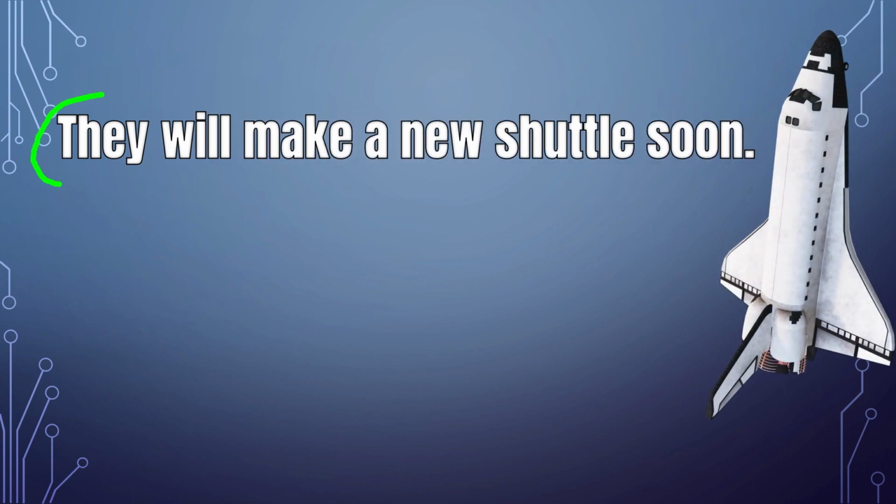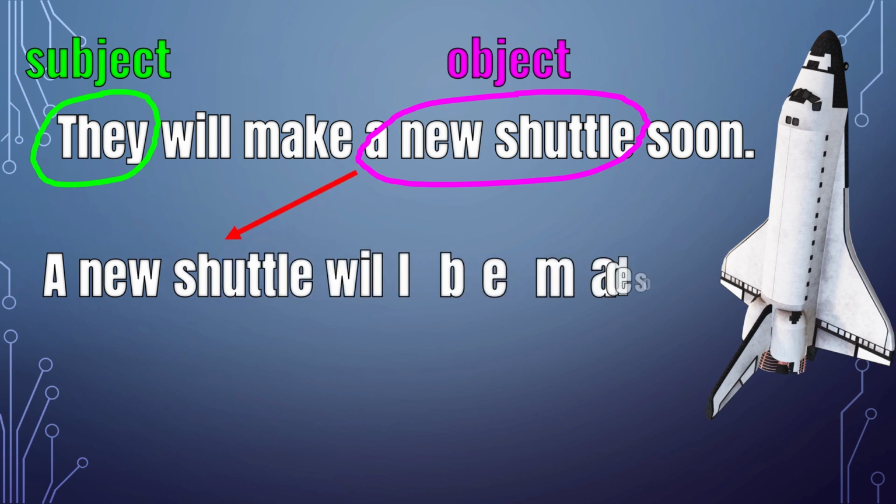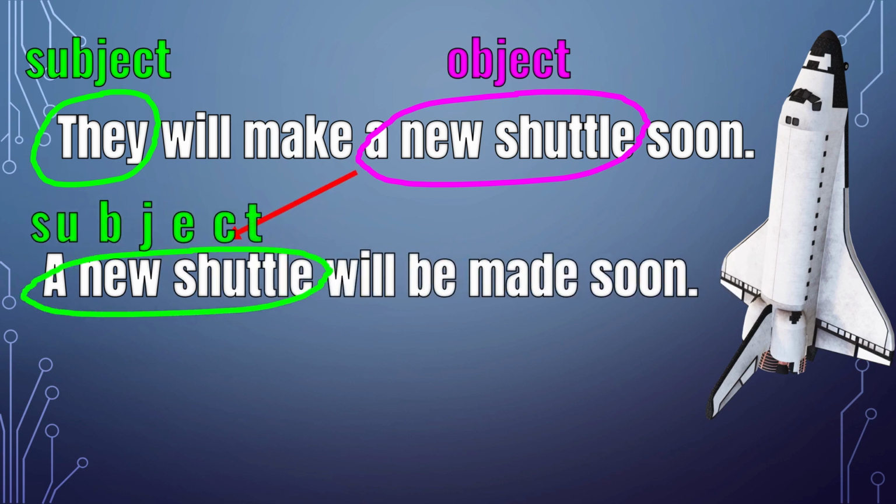At first, let's turn an active voice sentence into passive. They will make a new shuttle soon. In this sentence, they is a subject, a new shuttle is an object. To make this sentence passive, we need to begin with an object. A new shuttle will be made soon. In the new sentence, a new shuttle becomes a subject.